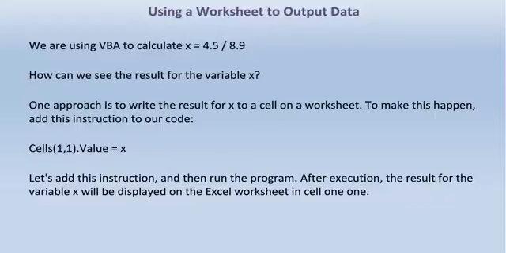Using a worksheet to output data. We are using VBA to calculate x equals 4.5 divided by 8.9. How can we see the result for the variable x? One approach is to write the result for x to a cell on a worksheet. To make this happen, add this instruction to our code. Let's add this instruction, and then run the program. After execution, the result for the variable x will be displayed on the Excel worksheet in cell 11.